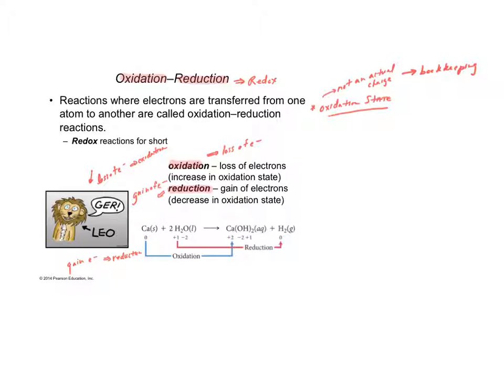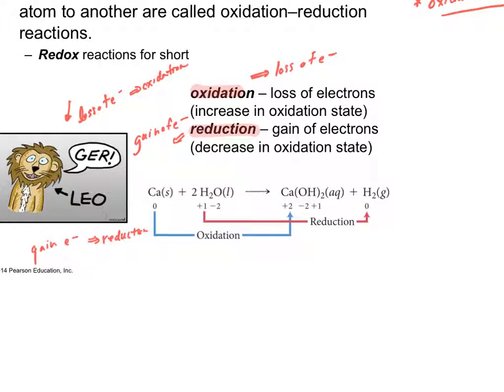So for example, let's look at this reaction down here where we have calcium metal reacting with liquid water to form calcium hydroxide and hydrogen gas. If we go through and assign oxidation states for this reaction, calcium has an oxidation state of 0 as a reactant. When it goes over to the products, it changes to a +2. The only way it could go from 0 to +2 is by having lost electrons, right? If it loses electrons, we know that's oxidation.